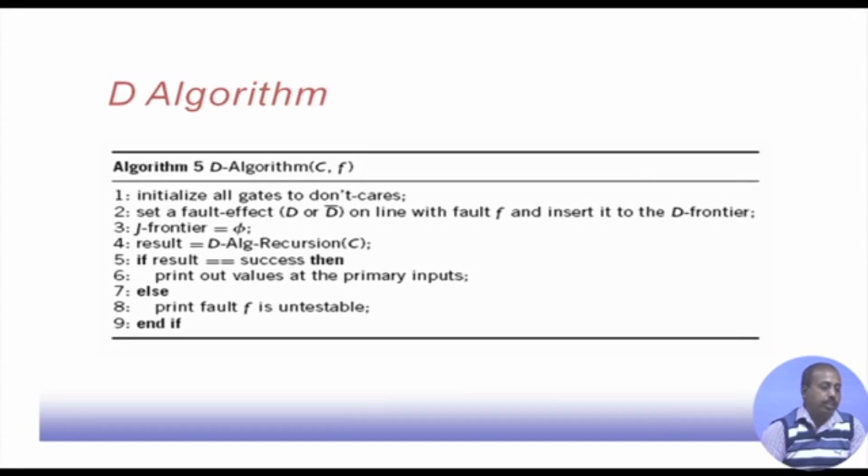So, D algorithm recursion. Basically, this D algorithm recursion will try to propagate this D frontier to the primary output, and in the process justify the J frontier. So, we will see this algorithm. If the result is success, then we print out the values of primary inputs, because we have got the fault detected. If the result is not successful, then the fault F is declared to be untestable. So, this is the D algorithm recursion.